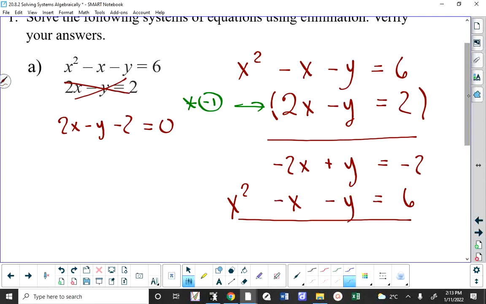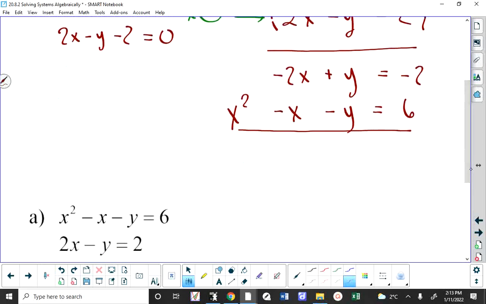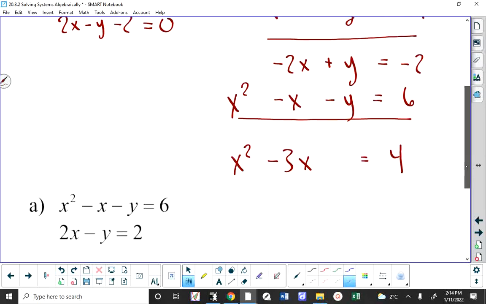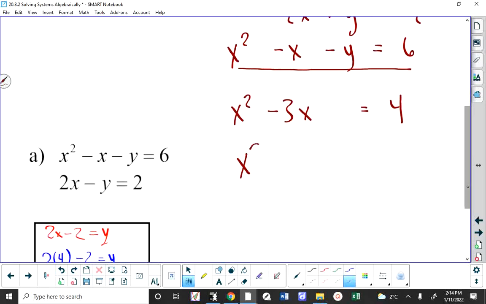I hope most of you understand I'm going to get the same thing as what I got when I told you don't write it down. Subtracting is the same as adding the negative. So anyway, now I get x squared minus 3x equals 4. We've eliminated the y's. This is an equation that everybody should know how to solve. It's quadratic. We can zero the equation.